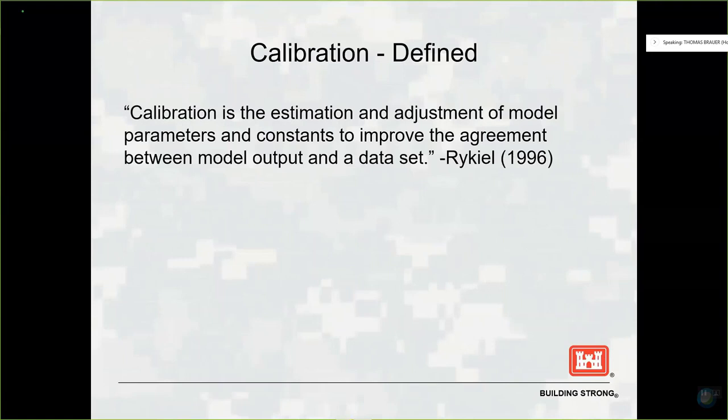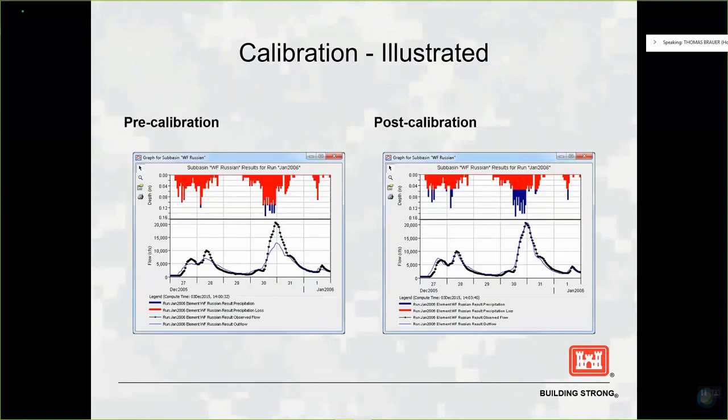Calibration is the estimation and adjustment of model parameters and constants to improve the agreement between model output and a data set. Here is calibration illustrated. On the left, pre-calibration, the black line with little dots is our observed flow. The blue line is our simulated flow. You can see that the model is not performing great. So what we do is calibrate the model to get better agreement between simulated and observed.